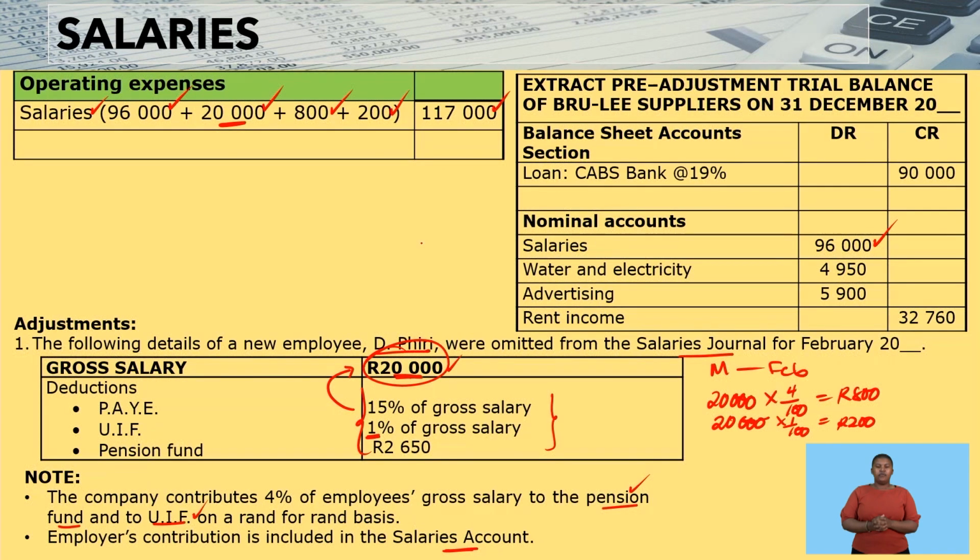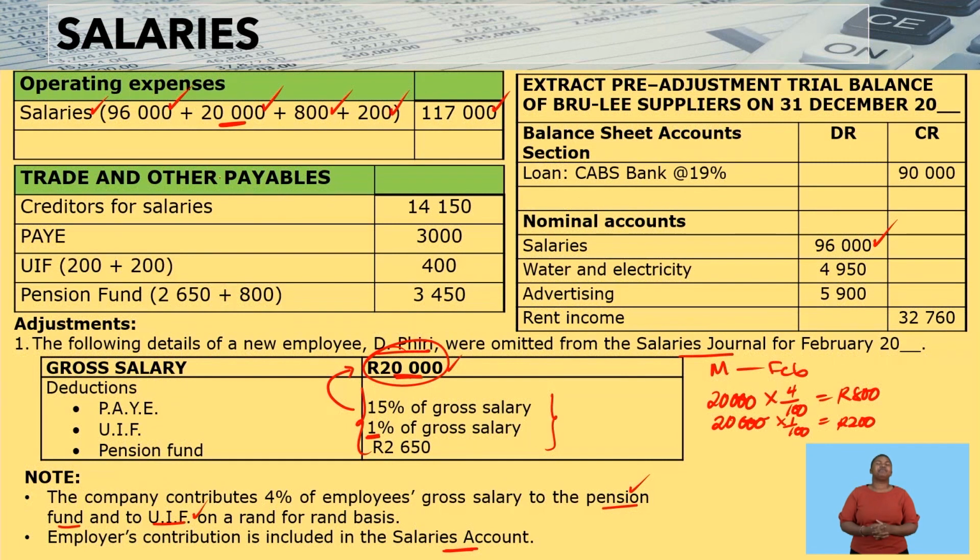Then the next question is, what then is recorded when we go to the statement of financial position? We go to the trade and other payables note, that is where we record all the amounts that are owing. So the first one that we begin with is creditors for salaries. This creditors for salaries, this is what you would have understood to be your net salary. So your net salary, we record it as creditors for salary.